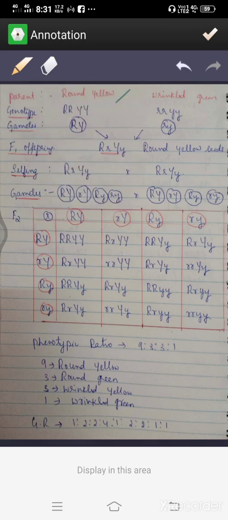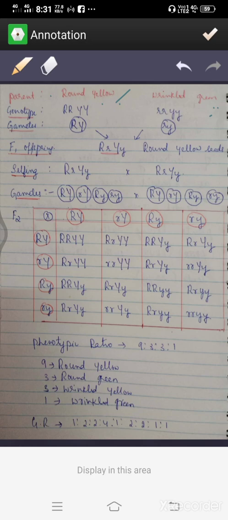round yellow seeds with wrinkled green seeds. Round and wrinkled are one pair of contrasting characters, where round is the character having the dominant trait and wrinkled is the character having the recessive trait. This is one pair of contrasting characters. The second pair, since it is a dihybrid cross, which he took was yellow seeds over the green seeds. So yellow seeds are the dominant trait with respect to the green seeds which are recessive. So round and yellow are dominant traits and wrinkled and green are the recessive traits.